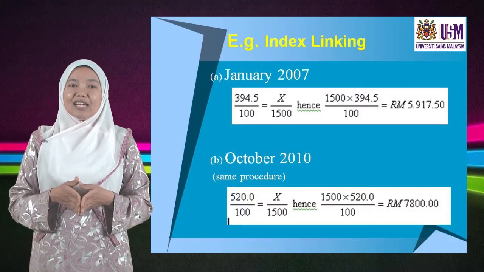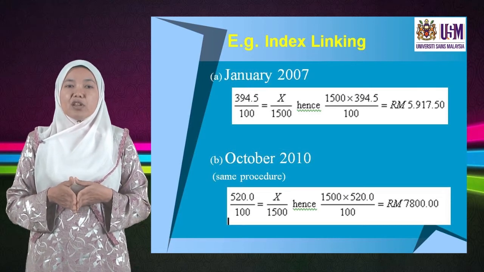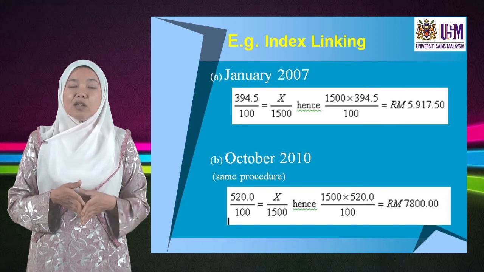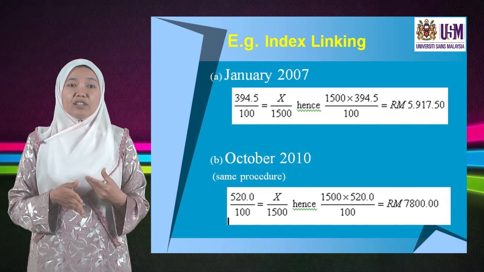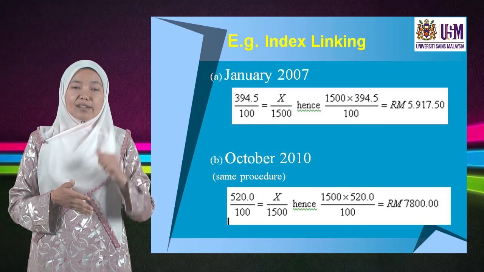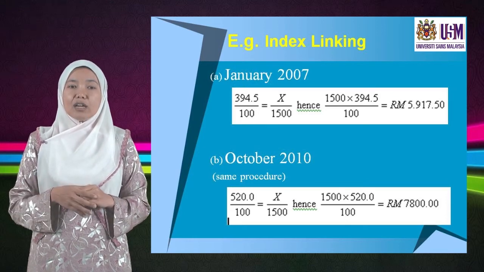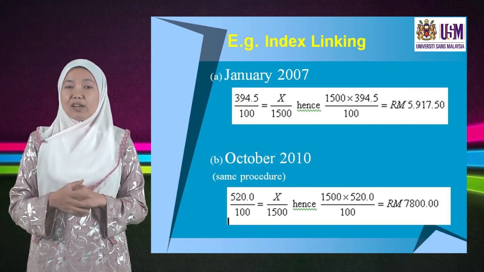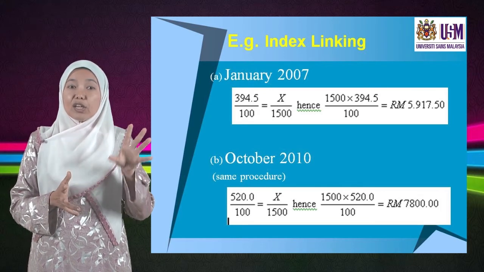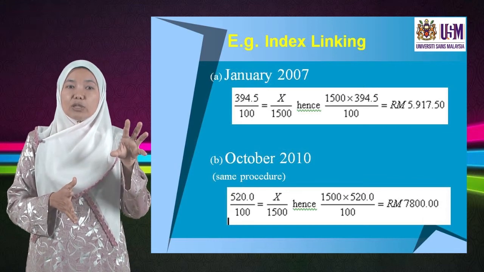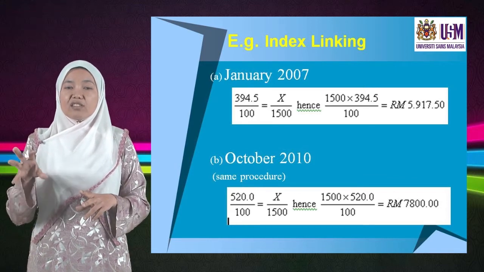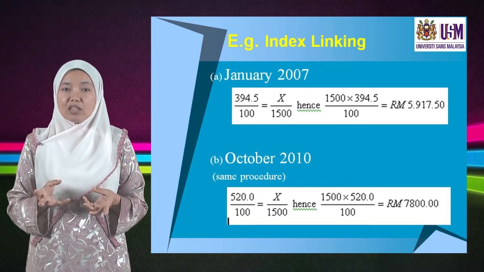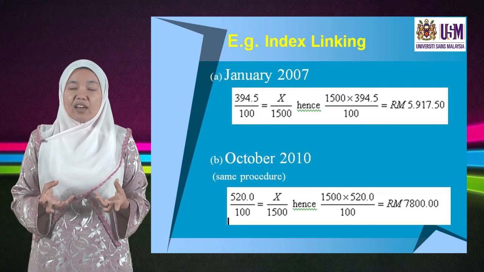In order for you to calculate for January 2007, the increase in price ratio should be similar, from 100 to 394.5, so that's one side. The new amount of wages should be x over 1500. If you look at the equations, the ratio between the increase in index and the increase in wages should be the same, but we do not know how much the increase in wages is, what the new wage is in actual fact.